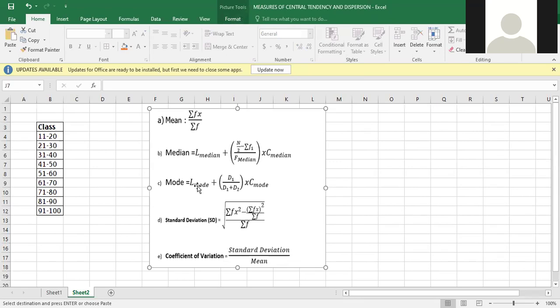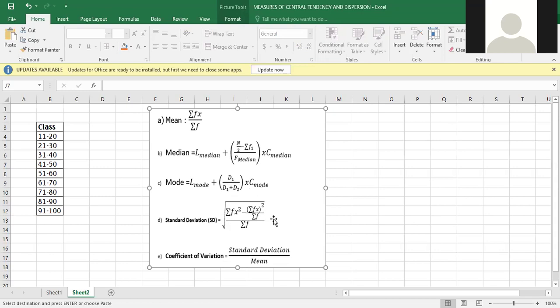Then you do the same for the mode. Your mode is the lower class limit of the modal class plus D1 divided by D1 plus D2, times C, the class interval of the modal class. The class that has the highest frequency is your modal class. D1 is the difference between the frequency of the modal class and the one before it. D2 is the difference between the frequency of the modal class and the one after it.